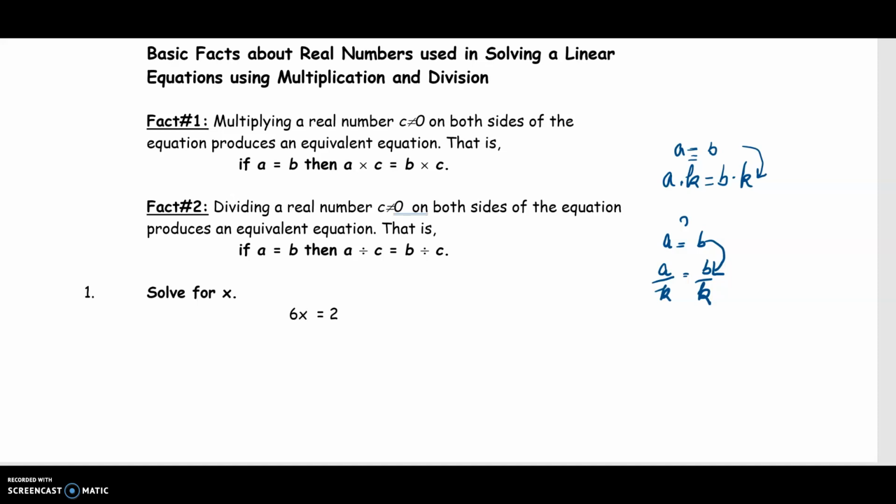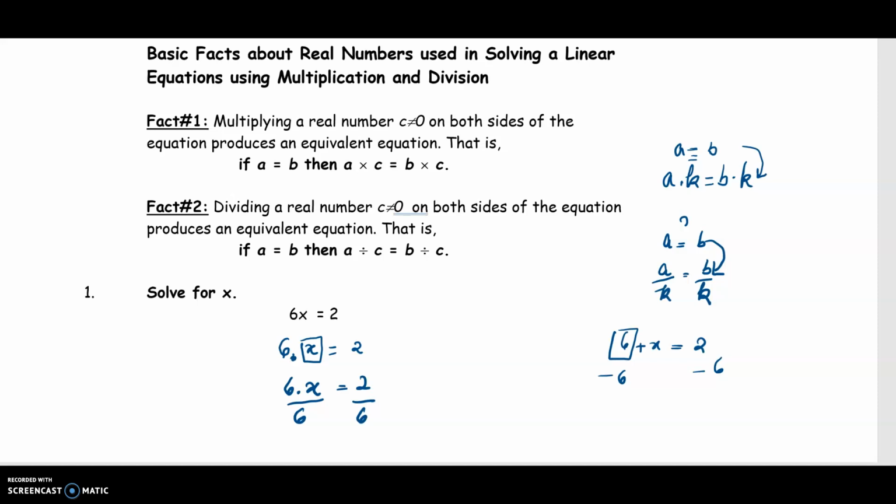So 6x equals 2. That's the same as saying 6 times x equals 2. Solving for x is the same as isolating x, or getting x by itself on one side. If it were 6 plus x equals 2, to get rid of 6, I would subtract 6 on both sides. But here, notice that it is 6 times x, so in order to get rid of the 6, subtraction doesn't work. So 6 times x equals 2. We divide both sides by 6 in order to get rid of it.